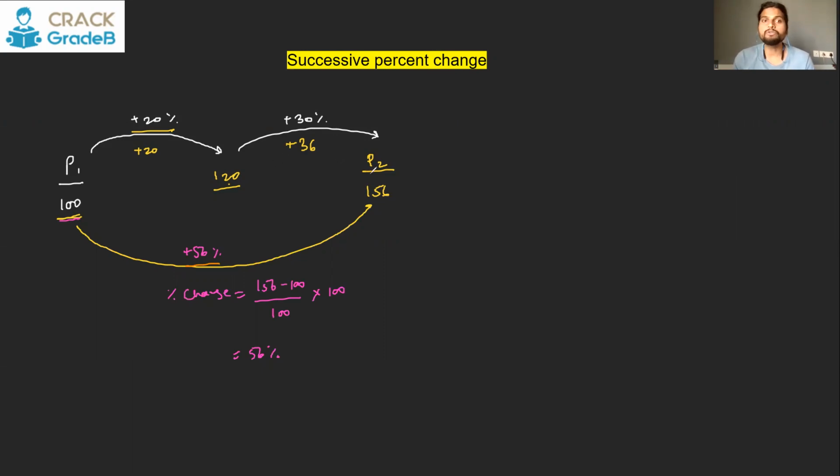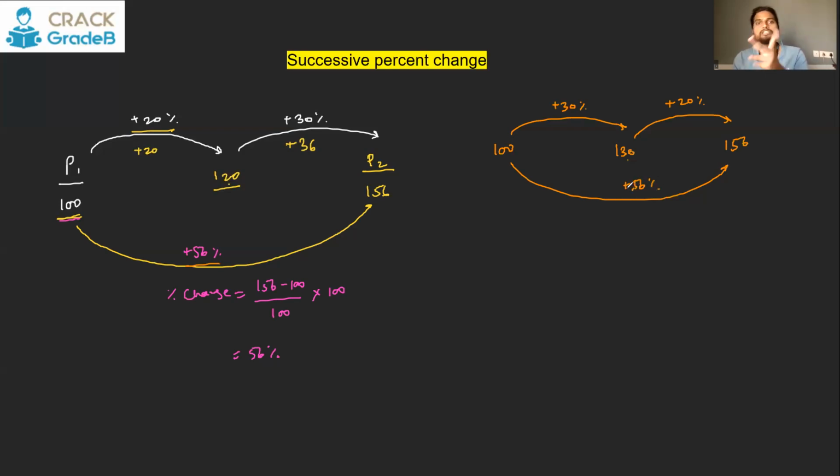One important thing you have to notice: if you change the order, it does not matter. If first you increase it by 30%, 100 increased by 30% will become 130. And then if you increase it by 20%, 10% will be 13, 20% will be 26. It still becomes 156 and the resultant will still be 56%. So if you shuffle the order, it does not matter.